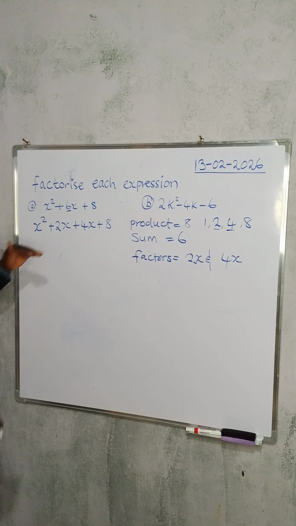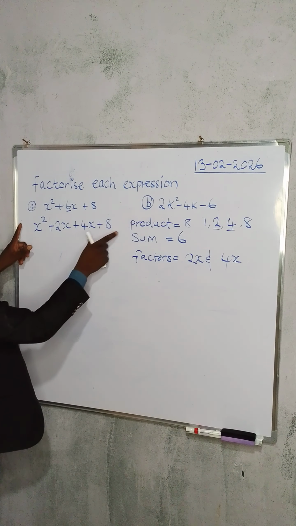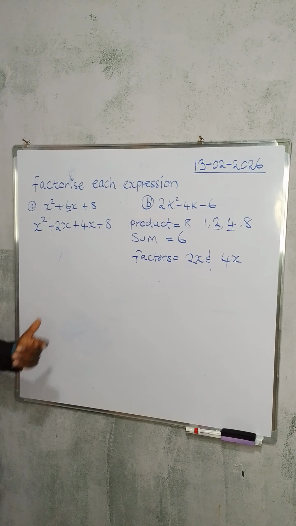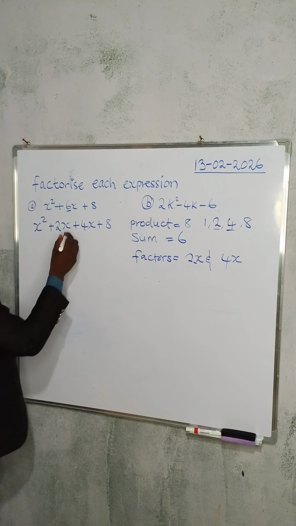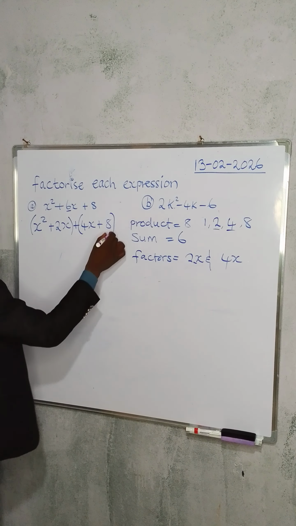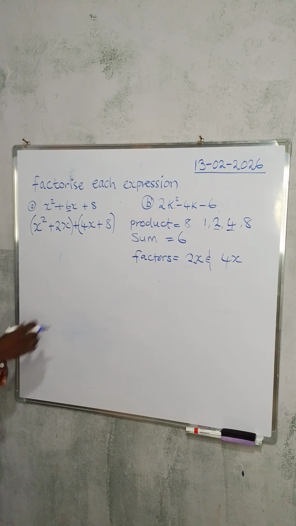Okay, so now once we do that, at this point, we are going to factorize by grouping. I think you have noticed that our expression now has 4 terms: 1, 2, 3, 4. So now at this point, we are going to factorize by grouping. So we are going to do this. Then we factorize this, and we also do the same to the other part there.